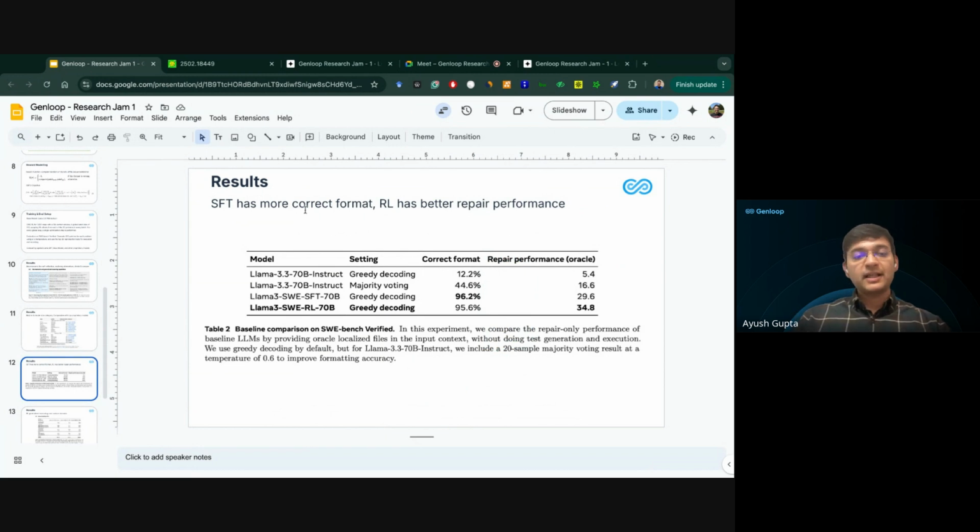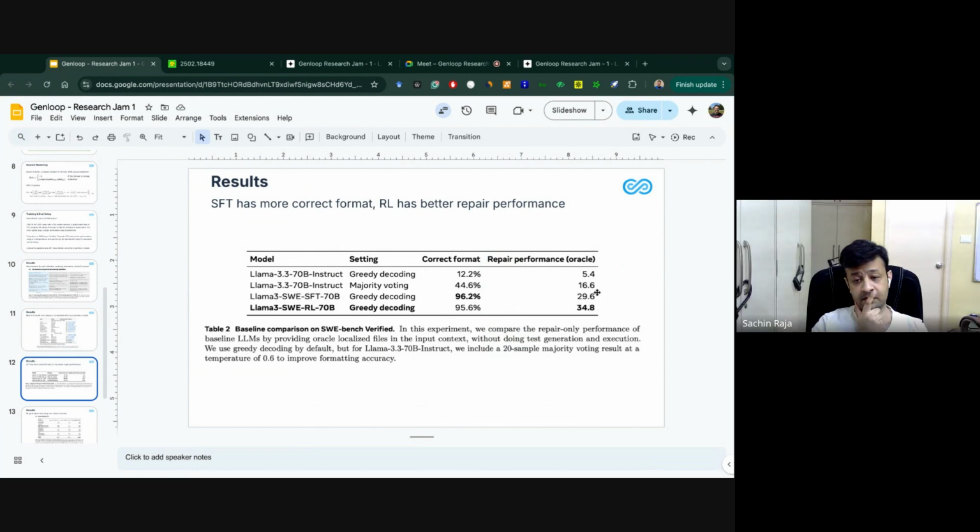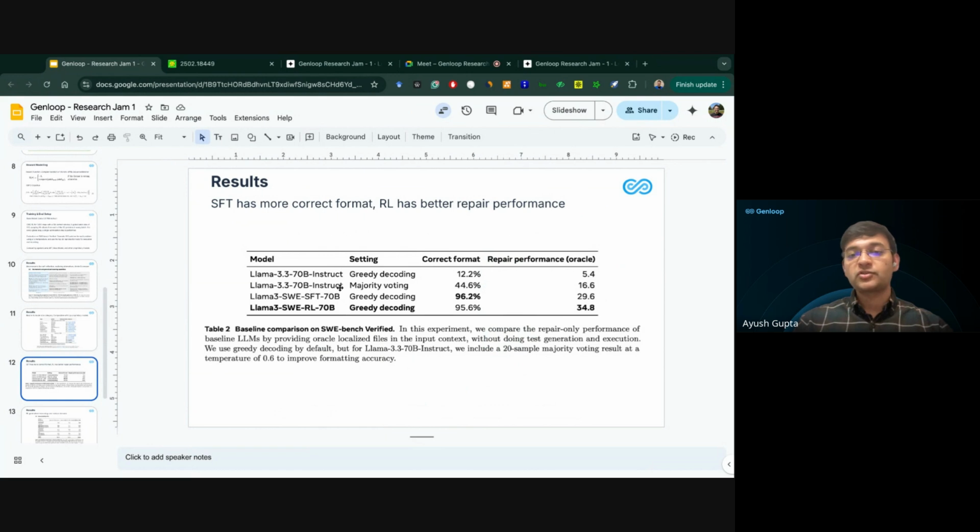One thing, as I said, was that they were also comparing with the SFT benchmark. The SFT is basically this entire dataset, where they just did supervised fine tuning over a Llama 70B, evaluated with greedy decoding. They saw that the correct format was better with SFT, as expected. The repair performance was better with RL. But SFT was also not bad. It was touching 30, two times what the Llama Instruct was doing, and so much better than the Llama Instruct without majority voting. Majority voting was a 20 sample majority voting result.